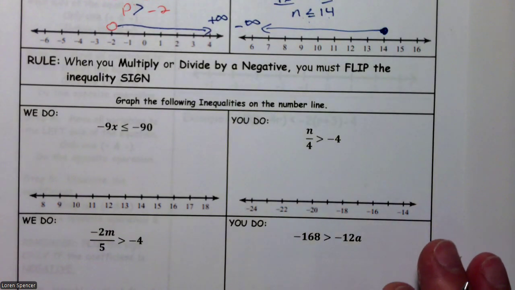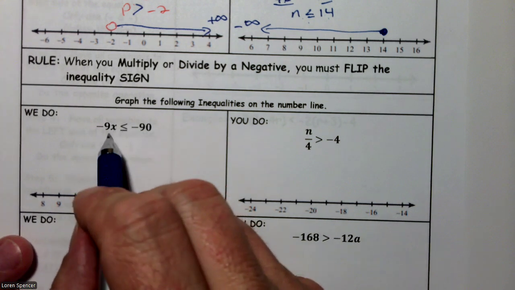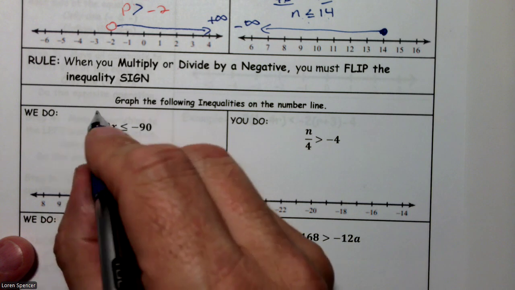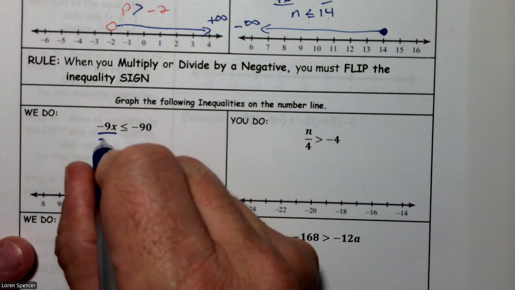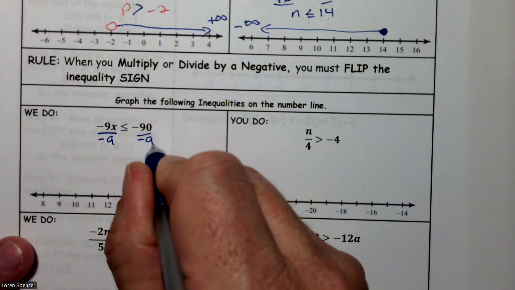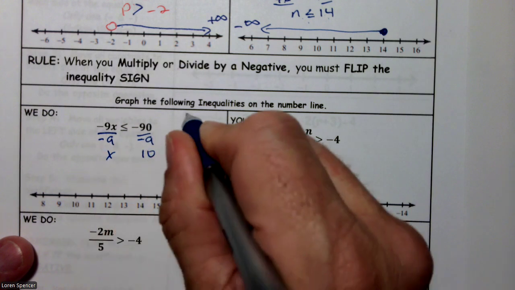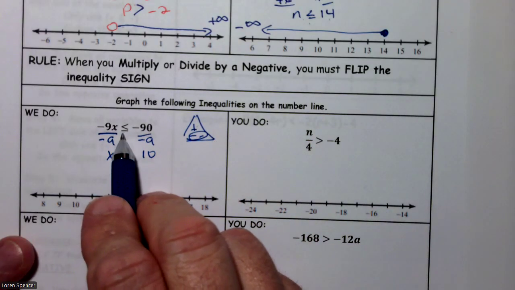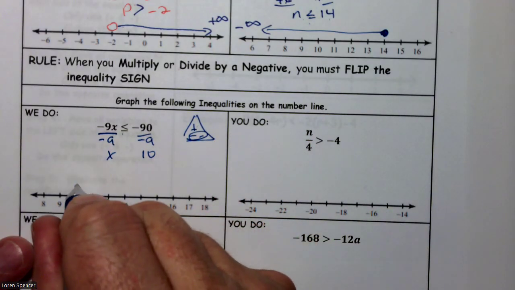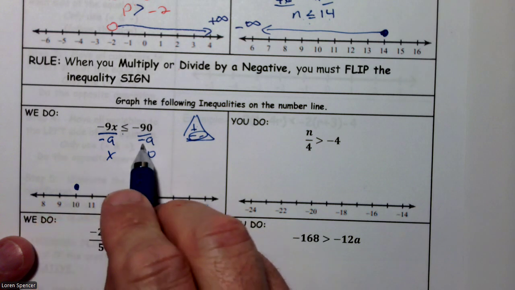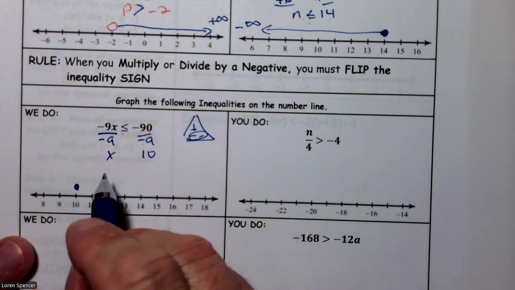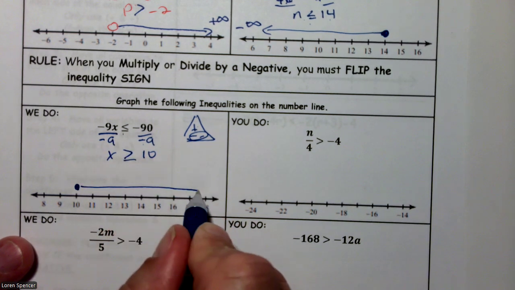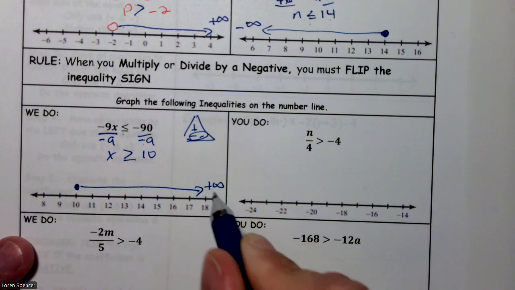So continuing on, negative 9x is less than or equal to negative 90. Well, I need to move that negative 9, it's side by side, so I have to divide. And this is going to be 10 because we have two negatives, positive 10. And this has a line under it, so I know it gets a solid. But I divided by a negative, and if I divide by a negative, I have to flip the sign so it becomes x is greater than or equal to, and this is going all the way to positive infinity.